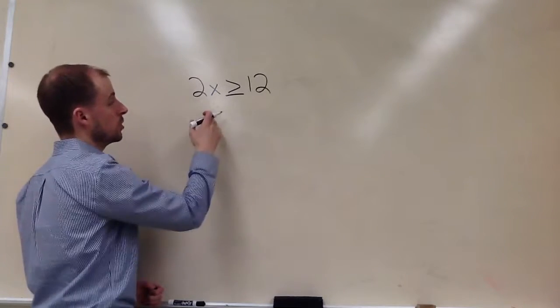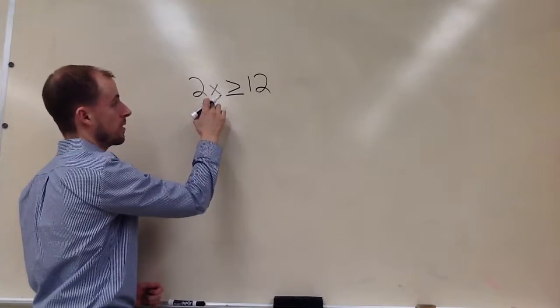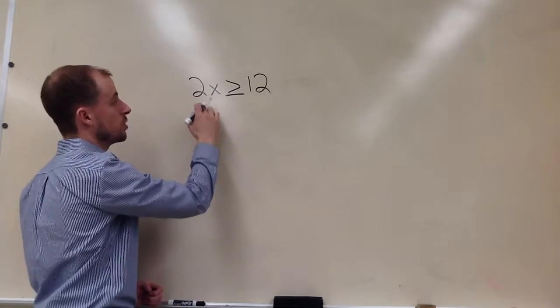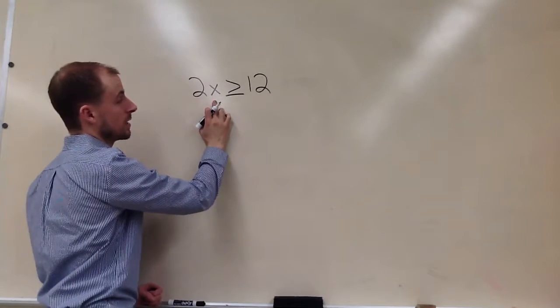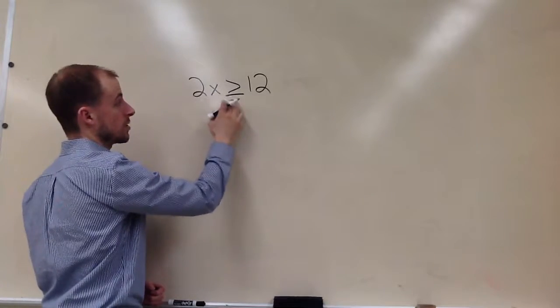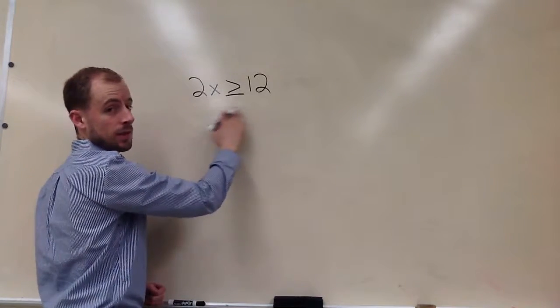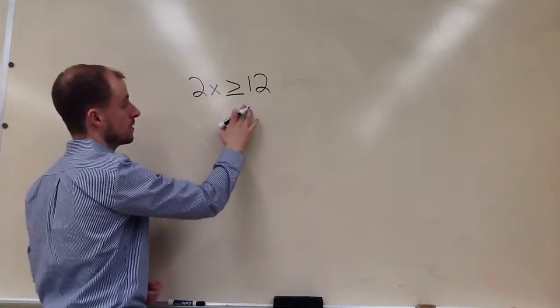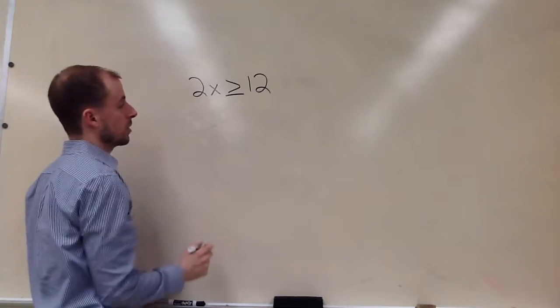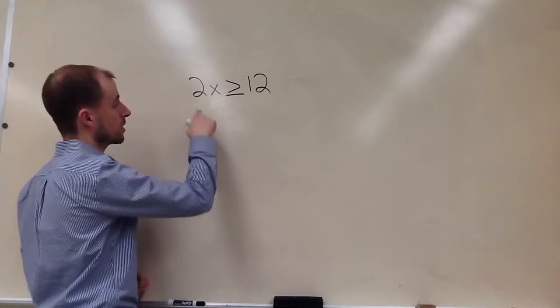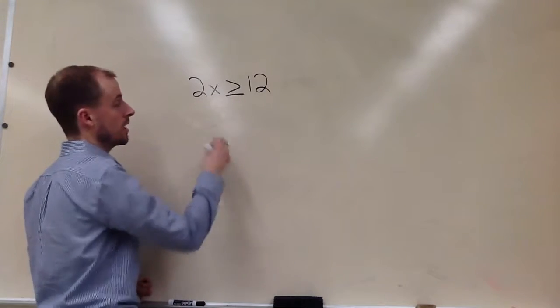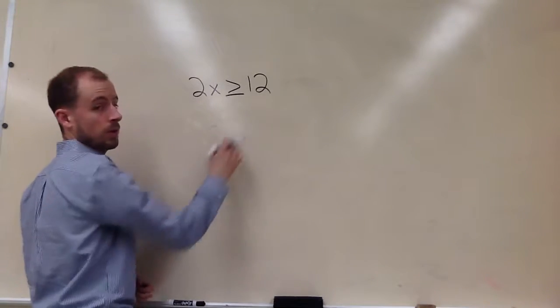All right, what about 2? Well, 2 is not going to work, or 3 or 4. 2 times 6 is going to be 12, so that is greater than or equal to, because it satisfies the equal to portion of this. So 6 seems to be an important number. What about 7? 7 works because 2 times 7 is 14, and 14 is greater than or equal to 12.